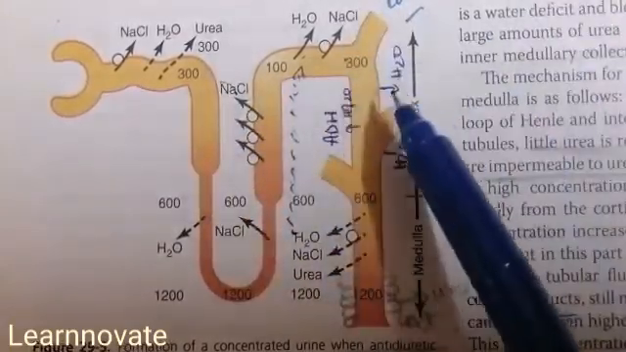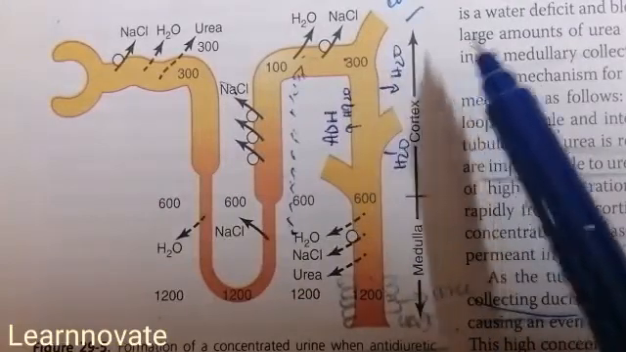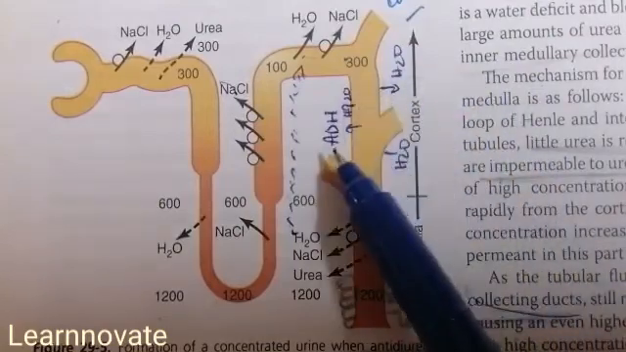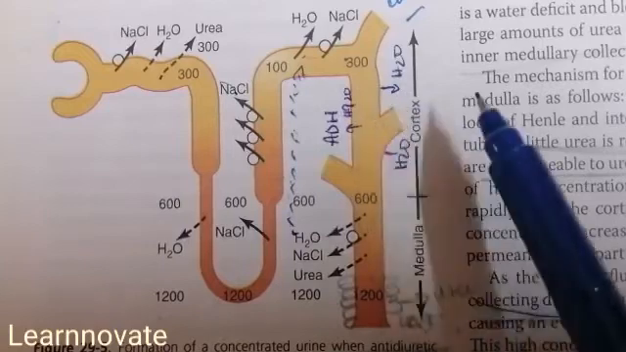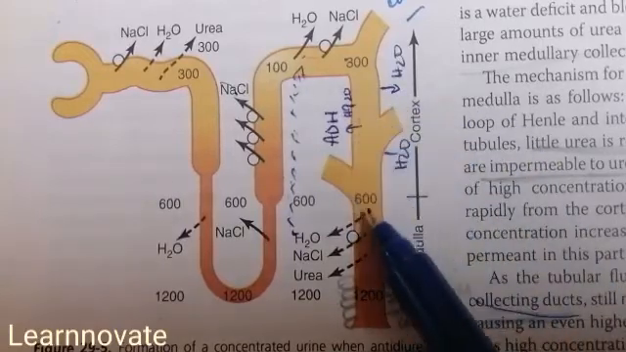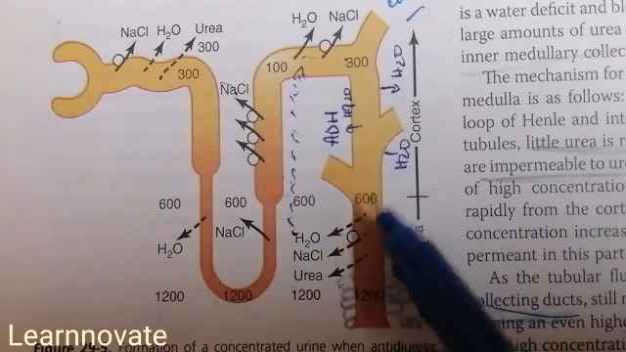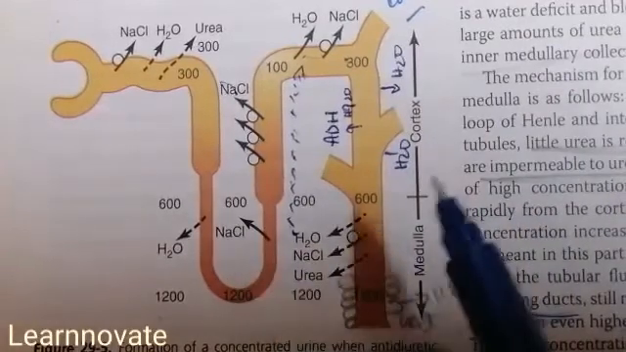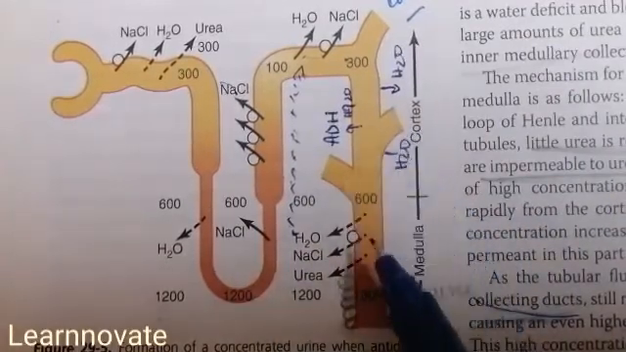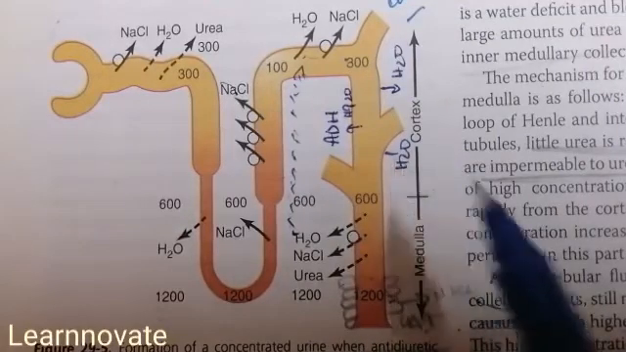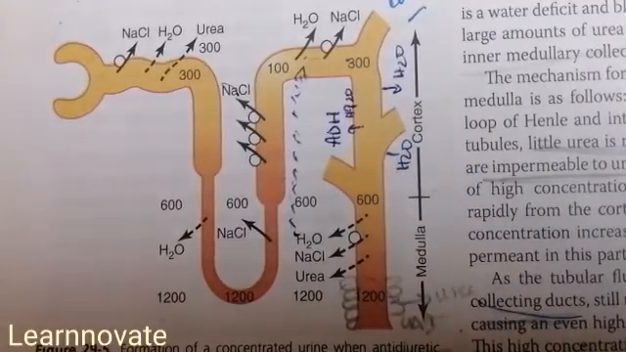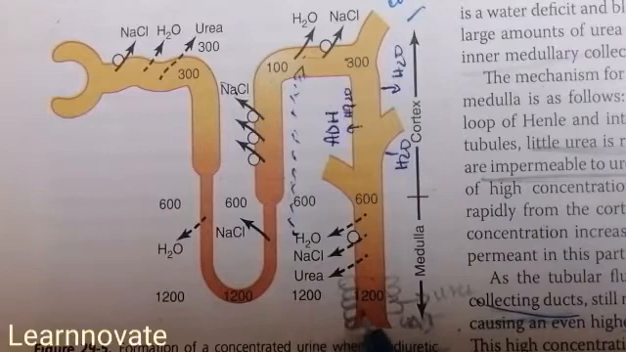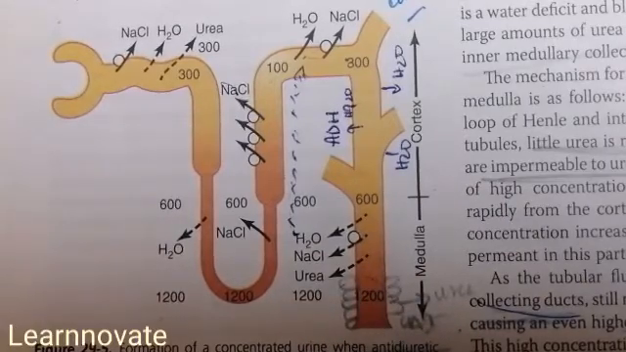Then in the DCT there is a role of ADH. When ADH is released from the posterior pituitary, it acts on the DCT and the collecting tubule and causes more and more reabsorption of water. When there is an increased amount of reabsorption of water, the hypertonicity of the tubular fluid is maintained, while the hypertonicity in the interstitium has been maintained through the mechanisms discussed. In the tubular fluid, the hypertonicity is maintained by the role of ADH, which causes more and more absorption of water. Now at the end of the medullary collecting duct, the tonicity of the fluid is equal to the hypertonicity of the medulla, and in this way the concentrated urine is produced.